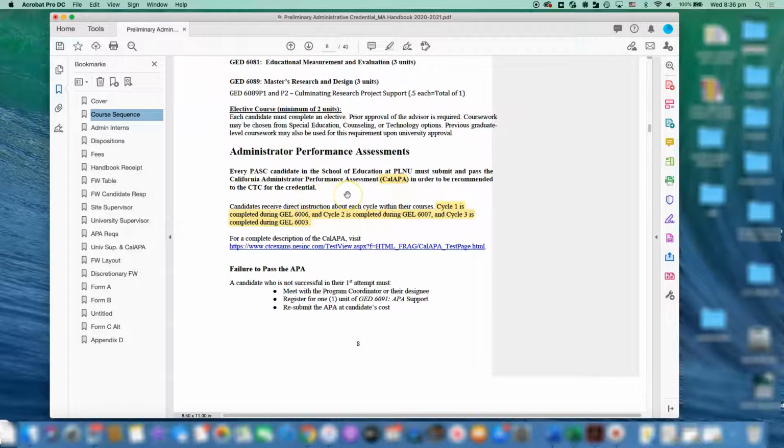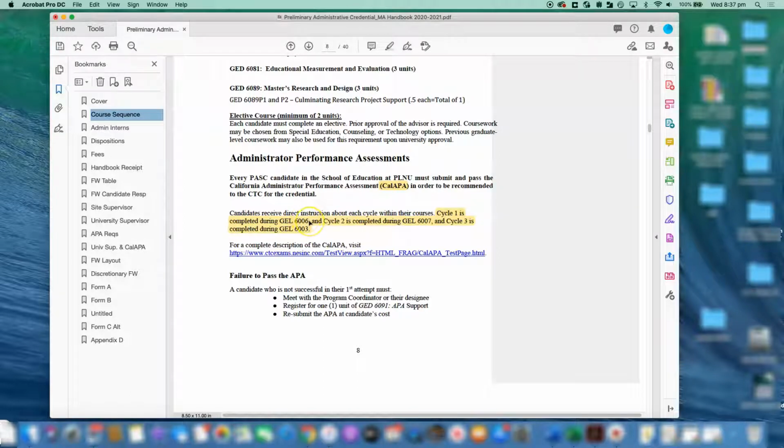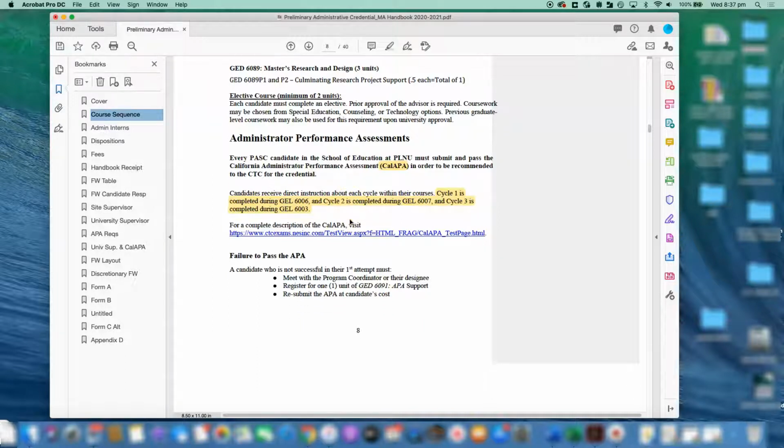The APA, as I mentioned before, the California Administrative Performance Assessment, is required by the CTC in order for you to qualify to apply for your credential. And this is tested and supported in 3 of our 6 courses. So you've got Cycle 1 that's completed during 6006. Cycle 2, which is completed during 6007, and Cycle 3 that's completed during 6003. And then the other 3 courses, you have fieldwork, 2 that are assigned and 2 that you get to choose from a discretionary list, which I will show you in a moment.